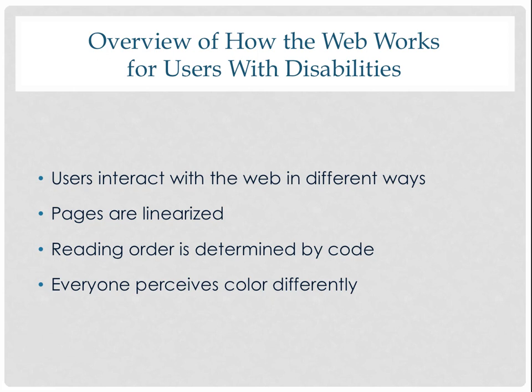For users of many assistive technologies, pages are linearized and experienced one element at a time. Check that the elements are linearized in a logical order. Reading order of pages is determined by the structure of the HTML code, so make sure that the structure of your code matches the visual layout of the interface. All people perceive color differently, and some people may not be able to perceive certain colors at all. Use high contrast color schemes to make different elements easier to detect.